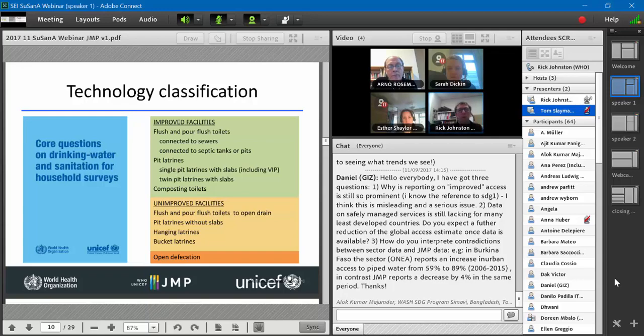And you can see on the slide that improved facilities could be flush and pour flush toilets, pit latrines, or composting toilets. But for unimproved facilities, you could have a flush toilet, but one that flushes into an open drain. That would not count as an improved facility. Or a pit latrine that doesn't have a slab, or an open pit. Or, of course, hanging latrines and bucket latrines.